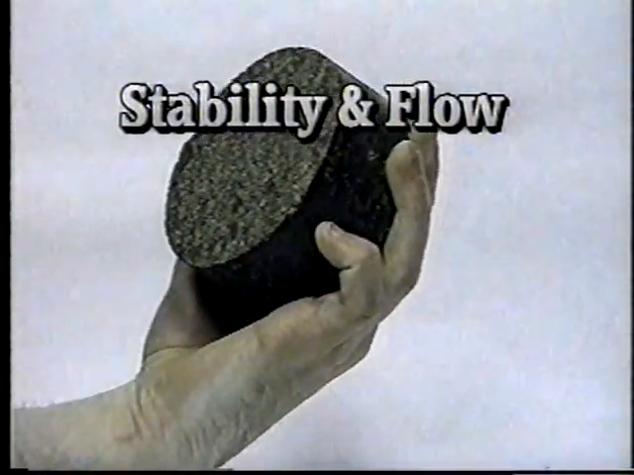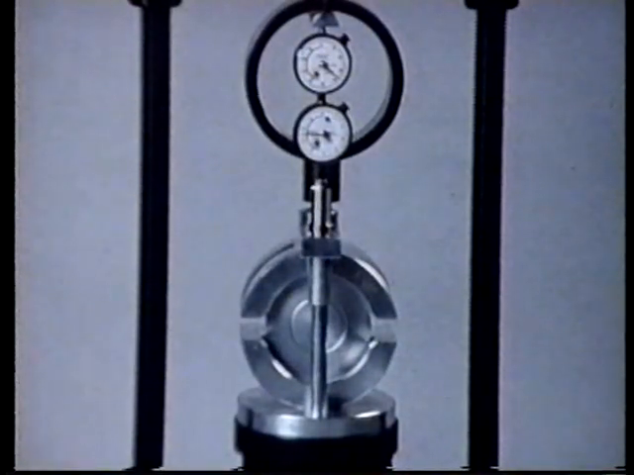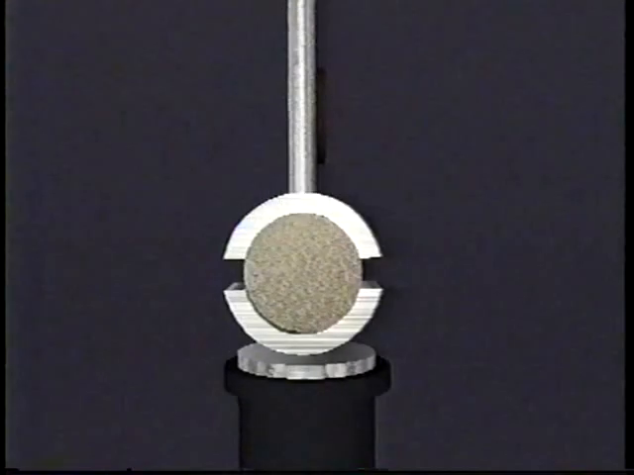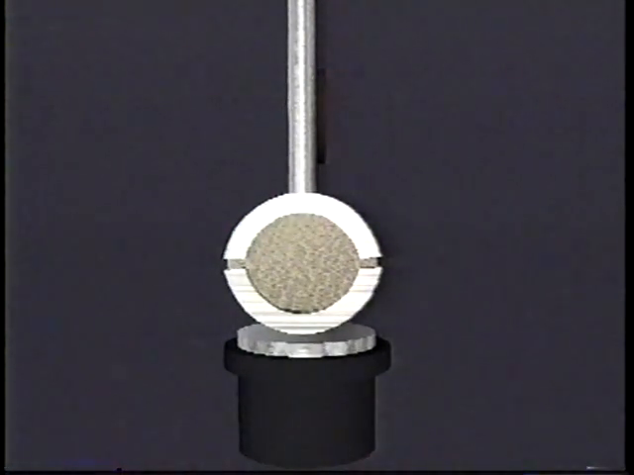The primary two, stability and flow, are measured in a test frame with a split breaking head. Stability is a measure of bonding strength and is measured at the breaking point as an increasing load is applied to the specimen, similar to an unconfined compressive strength test for Portland cement concrete, or PCC.